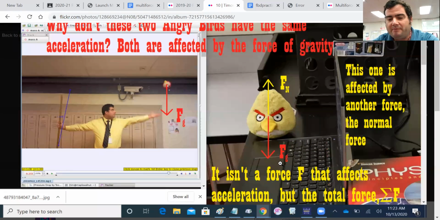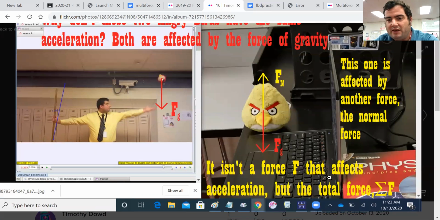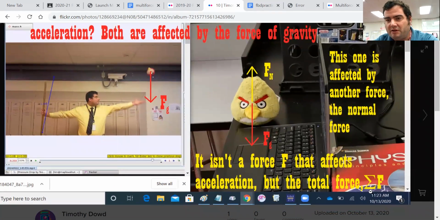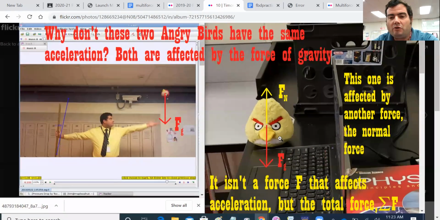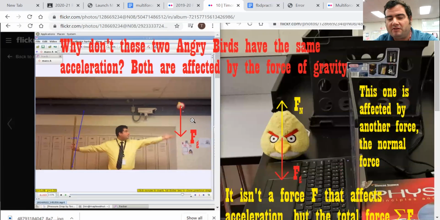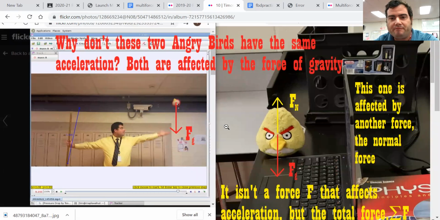The way we combine them is we come up with a total force, which is also called a net force. And it has the abbreviation sigma F. This is the Greek letter sigma. Whenever you see it in math and science, it means you're adding stuff up. So in this case, in order to calculate an acceleration, we're going to add all our forces up. So we'll take a look at this angry bird, and we'll figure out what its total or net force is. We'll come back to this one later because we learned something about it as well.